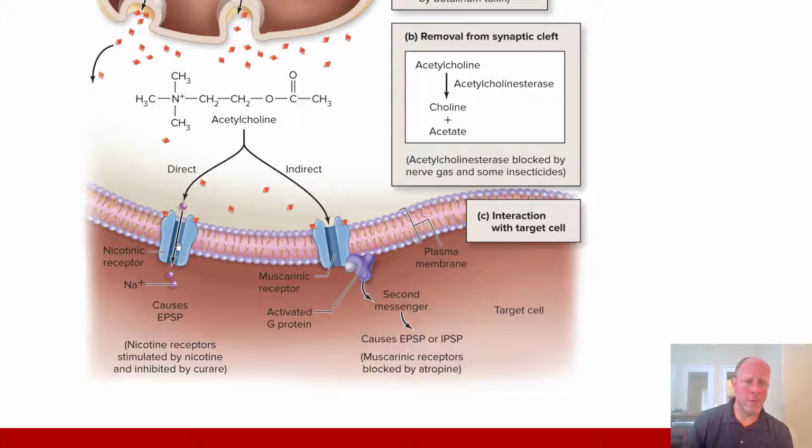And then we have the direct response through our channel here, with sodium playing a role at the nicotinic receptor. And we have our muscarinic receptor here, which is indirect. Okay, so the nicotinic is direct and the muscarinic receptor is indirect. And that's with our second messenger here, with an open channel there. This, of course, causes our excitatory postsynaptic potentials with sodium at the nicotinic receptor. And over here we have activated G proteins playing a role, causing EPSP or IPSP, the excitatory or inhibitory postsynaptic potentials. These muscarinic receptors are blocked by atropine, and the nicotinic receptors are stimulated by nicotine and inhibited by curare.